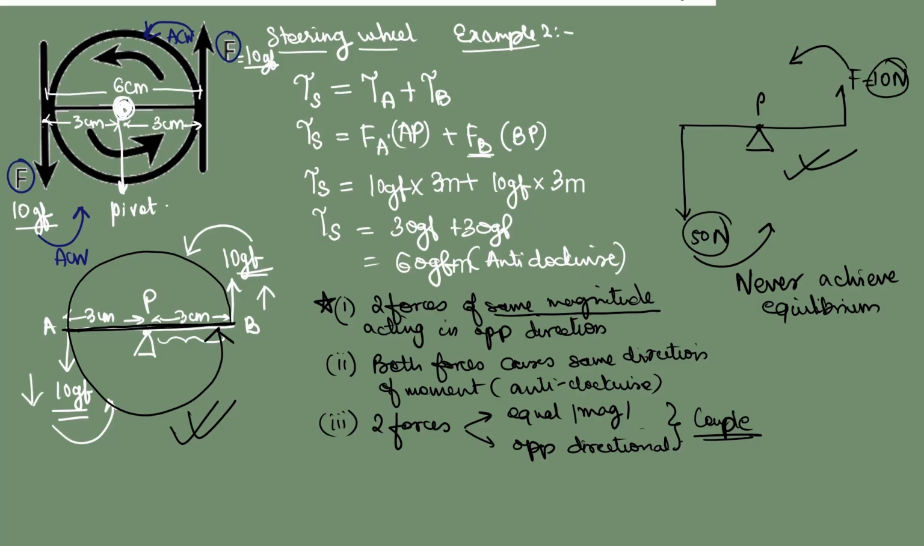If we had a setup like this, that this is clockwise and this is anti-clockwise, then there is a chance of balancing. But here there is no chance. So a couple cannot reach an equilibrium. Remember this.